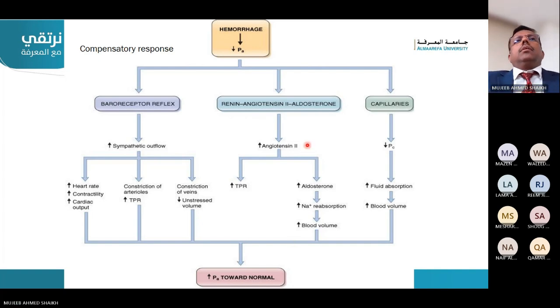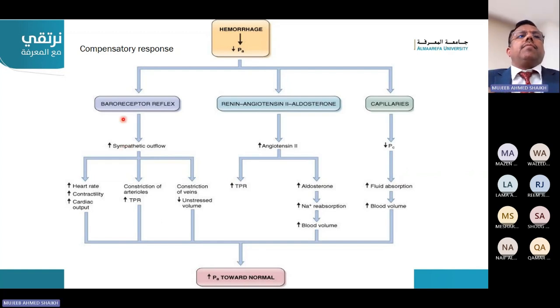By what does it come? It is stimulating the baroreceptor, because the pressure is easily detected in the baroreceptors, and then to increase it, the baroreceptor reflex will start, also the renin-angiotensin-aldosterone system will start, and there will be change in the capillaries. The capillary pressure will change, and all of them lead to bringing the mean arterial pressure back towards the normal.